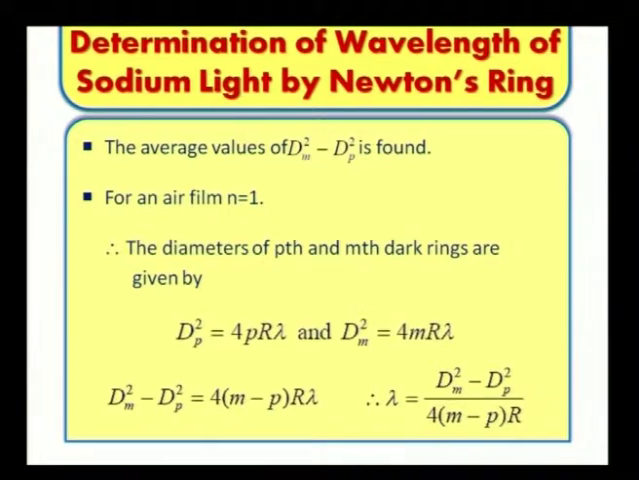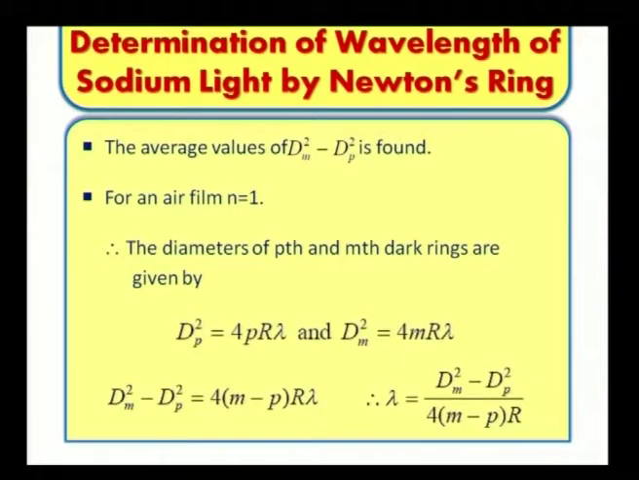That is the diameter of the mth ring. The second one is the square of the diameter of the pth ring. The mth ring may be the 12th ring and the pth ring may be the 4th ring. So, you have dm square minus dp square, divided by 4 into (m minus p) multiplied by R. As I told you, R has to be determined separately. You take a scale, go to a wall, get the image and get the radius of curvature of the lens.